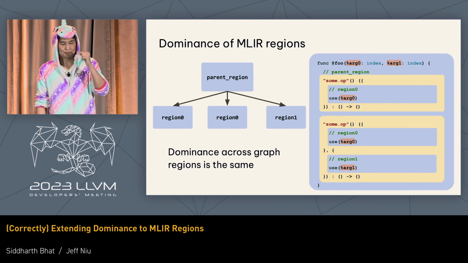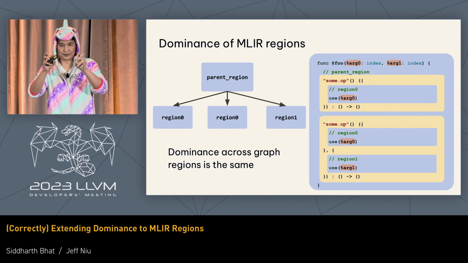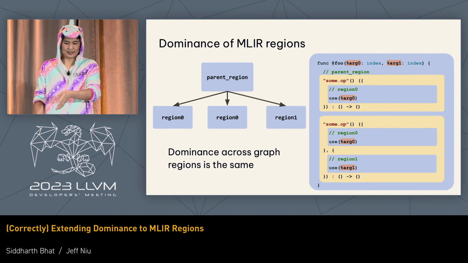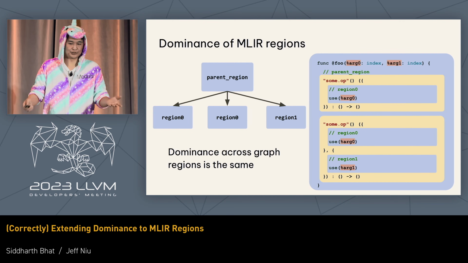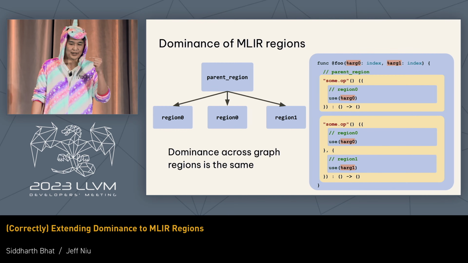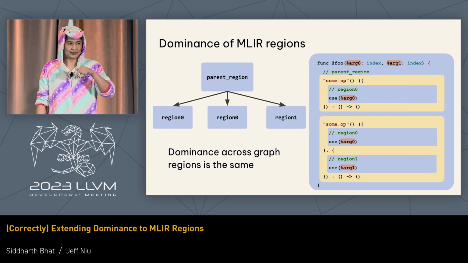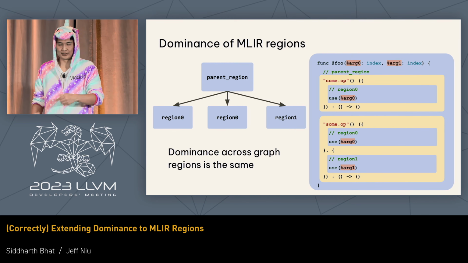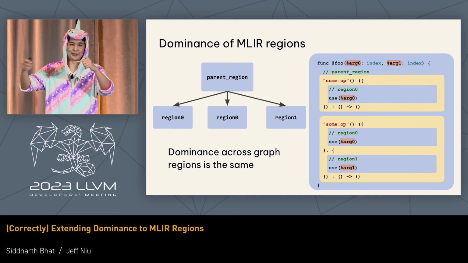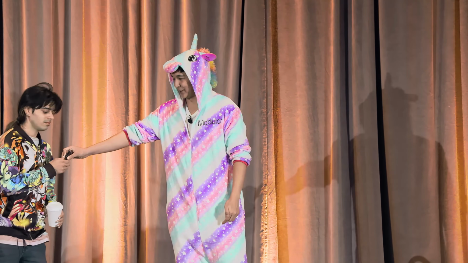A region can capture SSA values that are defined outside the region and use them inside. This is valid because regions in MLIR form a tree called a region tree. And it is said that the parent region always dominates its child regions. So operations in the parent region dominate operations in the child regions if that op comes before the owner of the child region. So I'll pass this over to Sid for a bit to explain some of the details of dominance in MLIR.